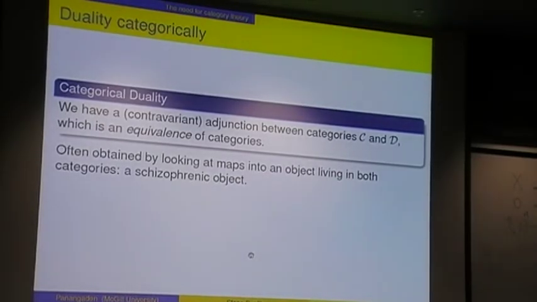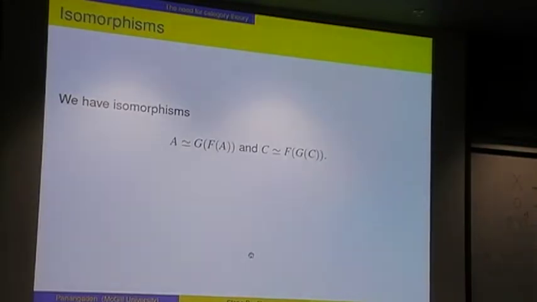So formally speaking, a categorical duality is a contravariant adjunction between categories C and D, which is an equivalence of categories. So there are natural transformations that one has to have in an adjunction. We're going to insist that those natural transformations are isomorphisms.